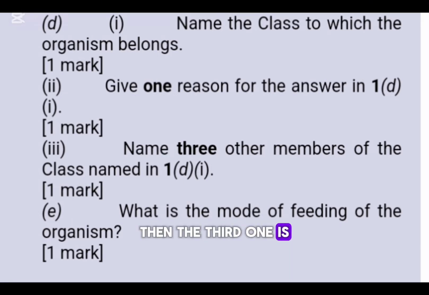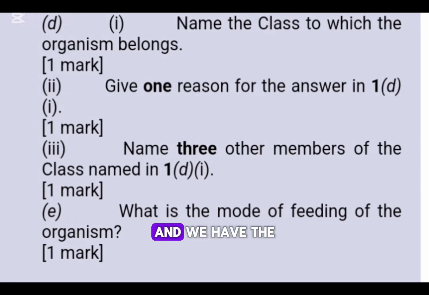Then the third one is, name 3 other members of the class named in 1D. Name 3 other members of the Reptilia class. You can say snake, crocodile, alligator. You can say tortoise or chameleon. These are part of the class Reptilia.